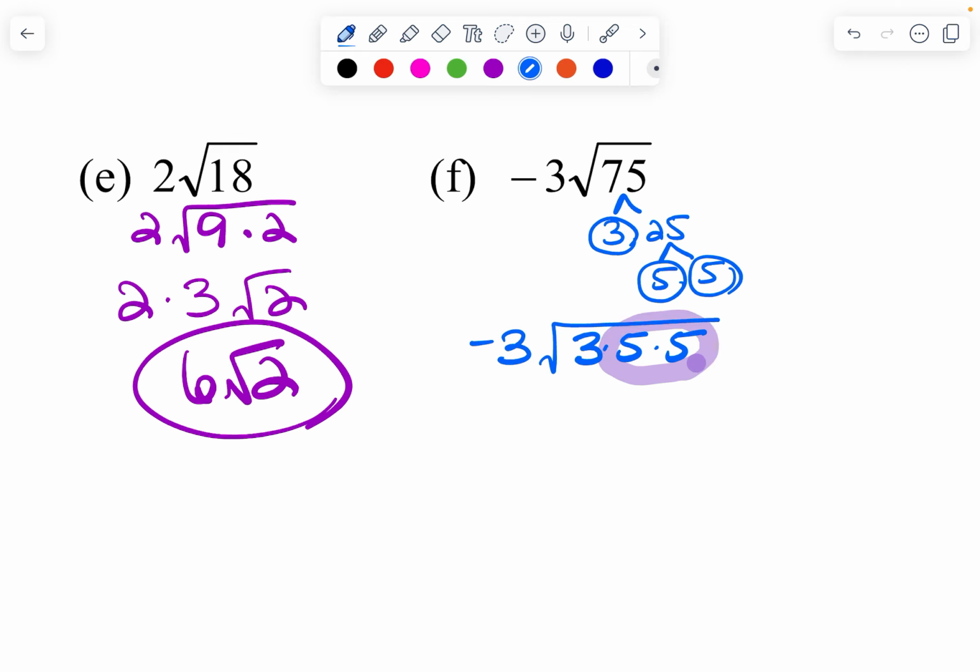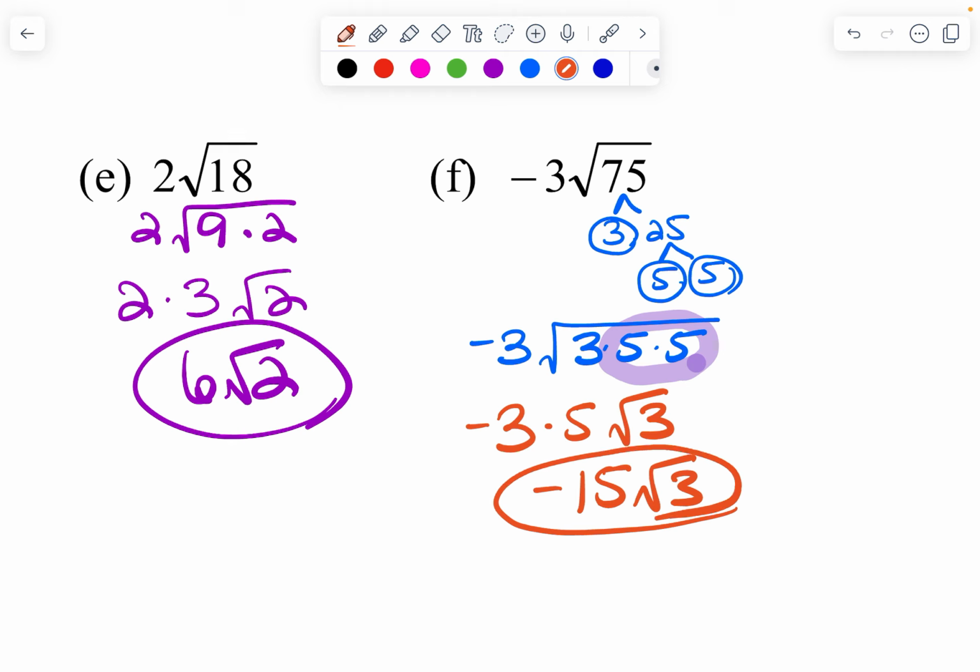So let's put it all together here. We've got the negative 3 that we started with. The pair of 5s comes out as a single. And then I've got a root 3 here. So negative 3 times 5 is negative 15. Root 3 stays root 3.